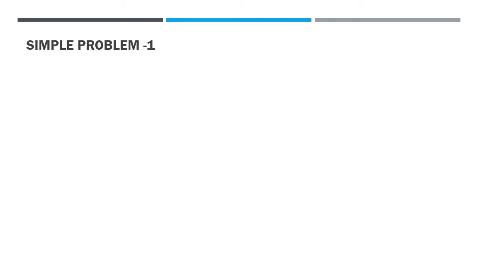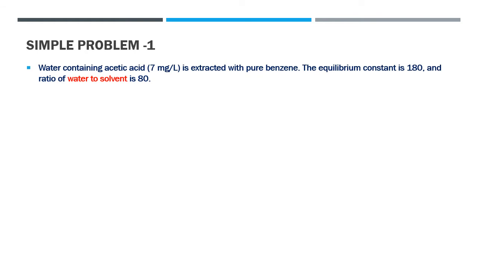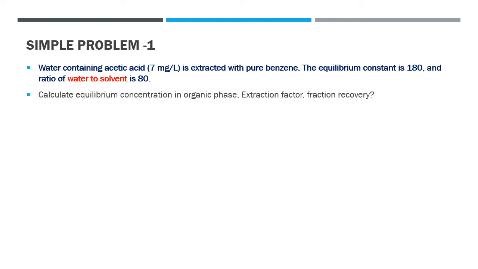Well, in this class we'll be discussing some simple problems which can be solved for liquid extraction. Assume we have a system containing water with acetic acid at 7 mg per liter, which is to be extracted with pure benzene. The equilibrium constant is 180 and the volume ratio of water to solvent is 80. We want to find the equilibrium concentration in the organic phase, the extraction factor and the fraction recovery.